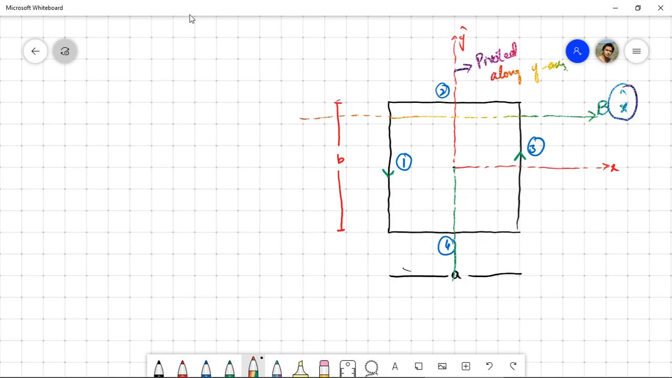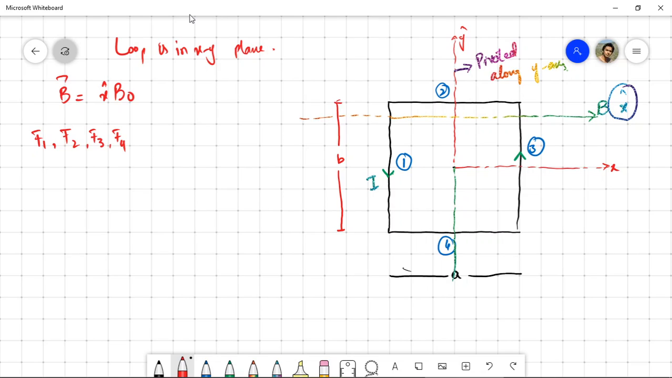So he's saying that this loop carries current I. The loop is in the xy plane, as we have explained before. And the value of B is uniform and it is in the direction of x, as we can see here. If we want to calculate the value of F1, F2, F3, F4, we need these forces to calculate the value of torque, because we know that torque is R cross F. So we need to know what is the value of this F. We have to calculate the value of forces for all these segments.